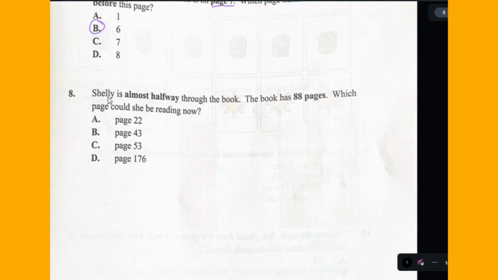Question 8. Shelley is almost halfway through the book. The book has 88 pages. Which page could she be reading now? So, if she is reading a book with 88 pages, halfway would be 44 pages, or the 44th page.